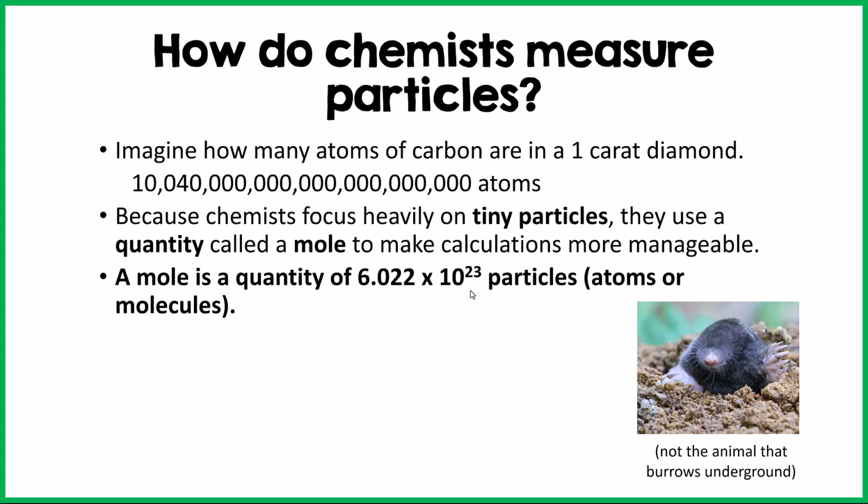Remember, this is scientific notation, where this is 6.022 and then that number is multiplied by 10 23 times. So we're actually moving the decimal over 23 times from this point in order to get that total quantity of particles in a mole.